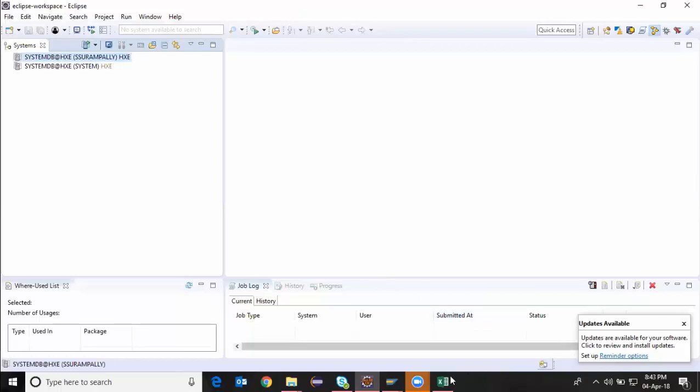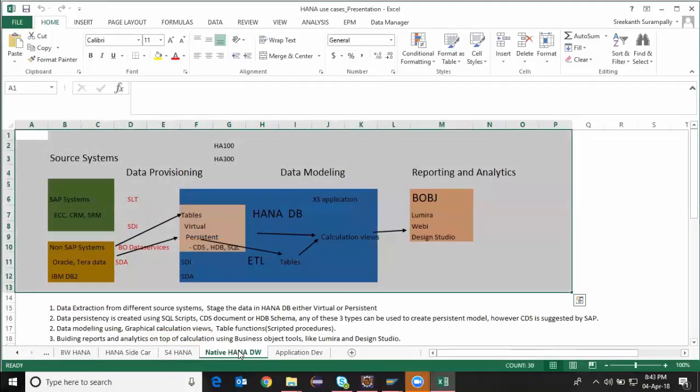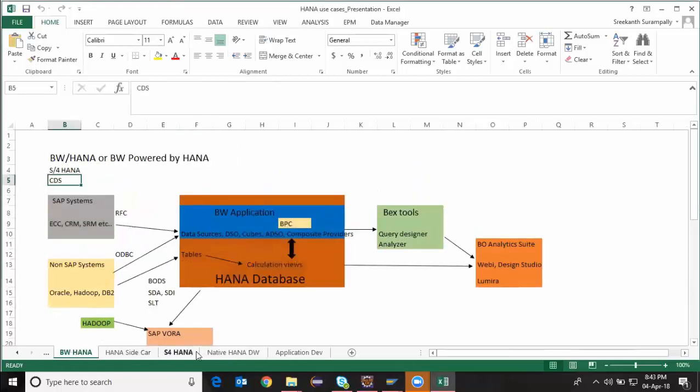That is what S4 HANA and BW on HANA are about, because most of the customers, 95 percent of the customers, definitely have to have these two systems, S4 HANA or BW on HANA, in the next few years. Native HANA is optional. As a sidecar, they can have it or not, or they may prefer to do some trial and error. It depends on their strategy. They may want a big data warehouse in native HANA, but they don't have any choice when they are going to work on BW on HANA and S4 HANA.